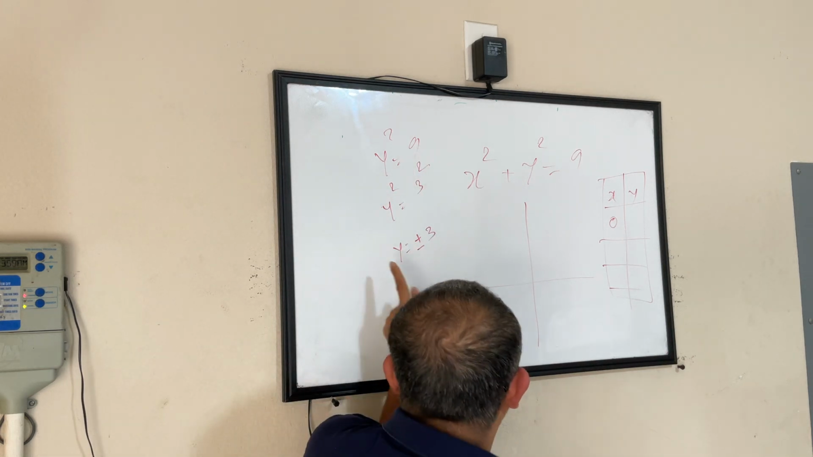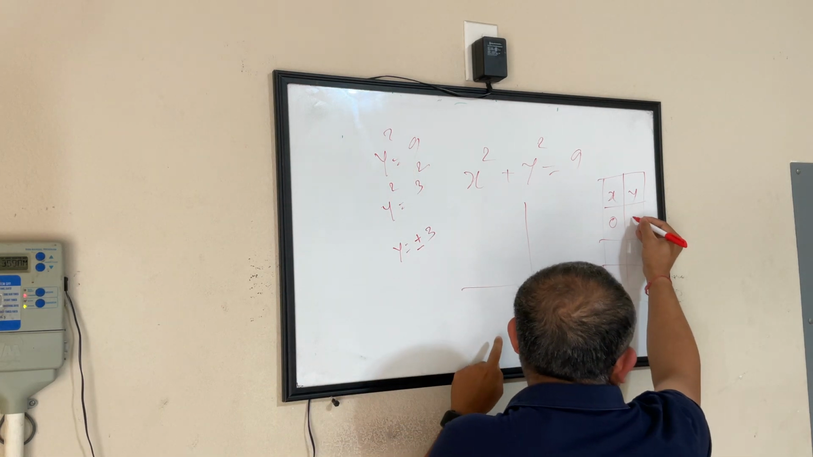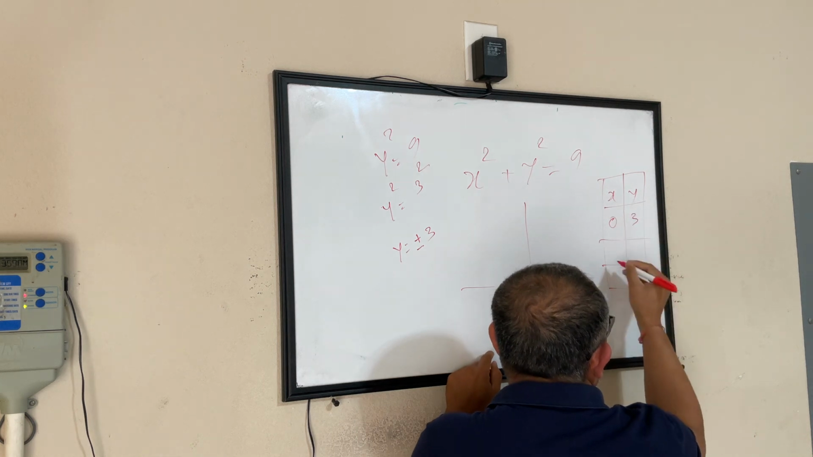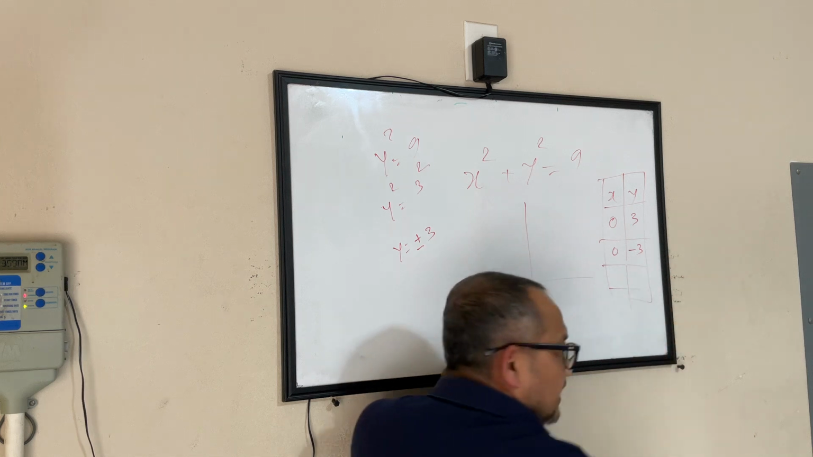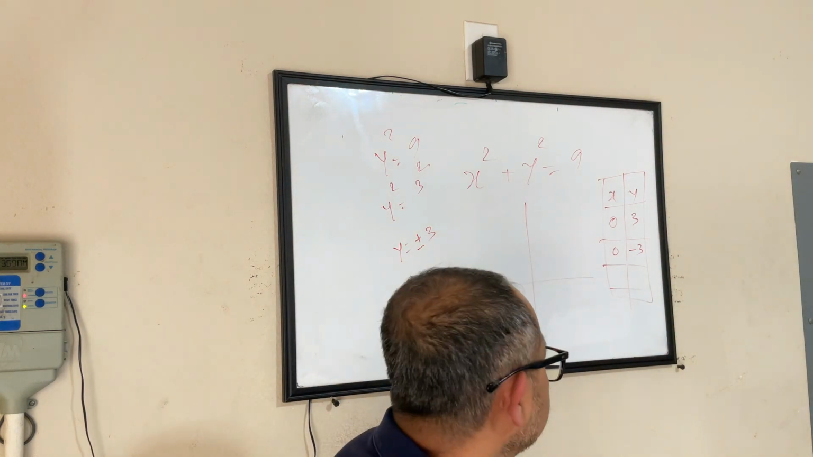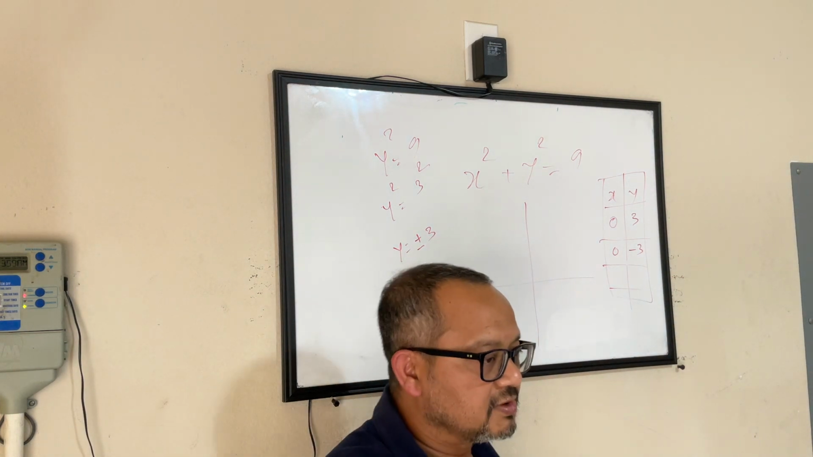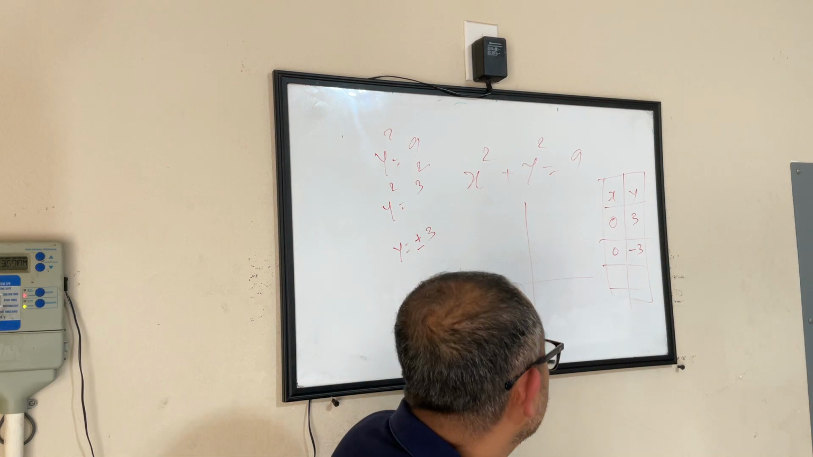So we found that in case of x equal to 0, one possible value of y is 3, and again for x equal to 0, another value of y is minus 3. These are the 2 points we have found. Let's not go further into it.